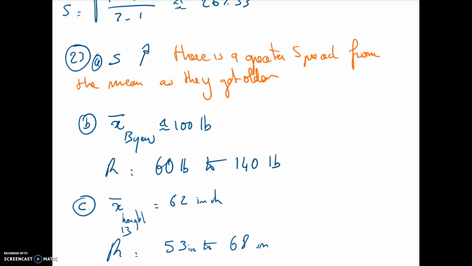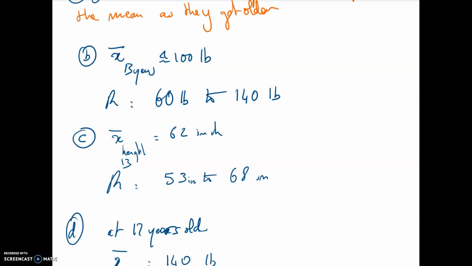On problem number 2, we're just focusing on age 13, and we need to determine the mean weight and the normal range for boys at age 13. So when you look at your graph, you put yourself at 13 years old, you go vertically, and you will see that the mean weight is around 100 pounds, and the range is between 60 to 140 pounds. If you look at the same in terms of height, you will see that the mean will be 62 inches and the range will be between 53 to 68 inches.